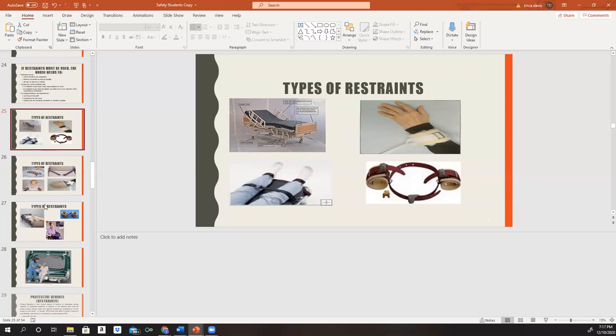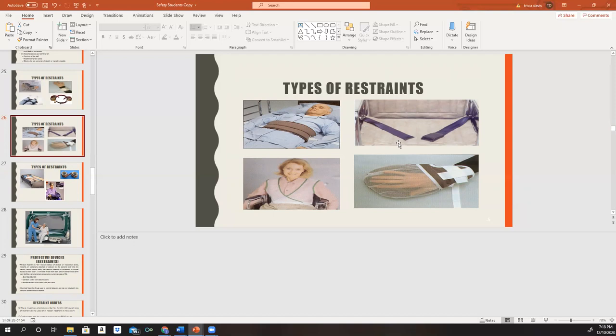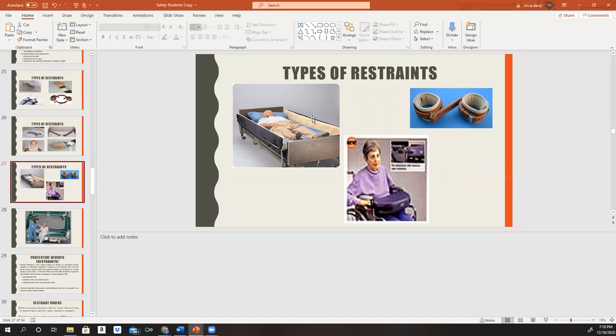These are the mittens I was talking about. These are safety belts for the wheelchair. This is that roll belt I was talking about in the bed. And these are vests. So this would go on the patient and then it would attach to her chair to keep her in the chair.